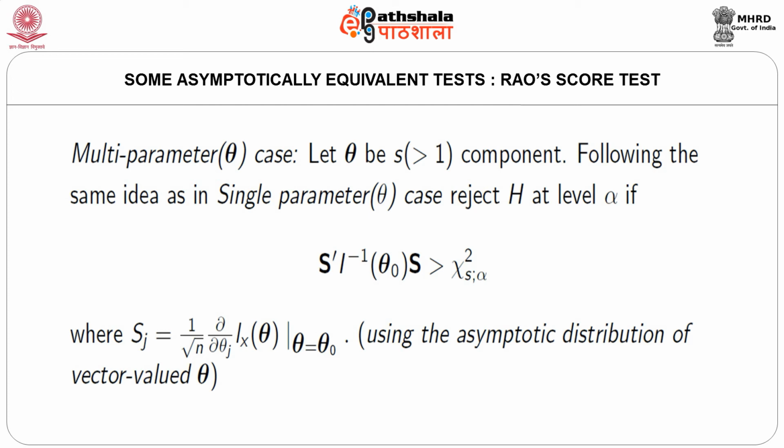The jth component of the vector S is Sj, which is defined as 1 by root n times the partial derivative with respect to θj of l_x(θ) at θ equal to θ0. Actually, here we have used the asymptotic distribution of the vector valued maximum likelihood estimator θn hat of θ.